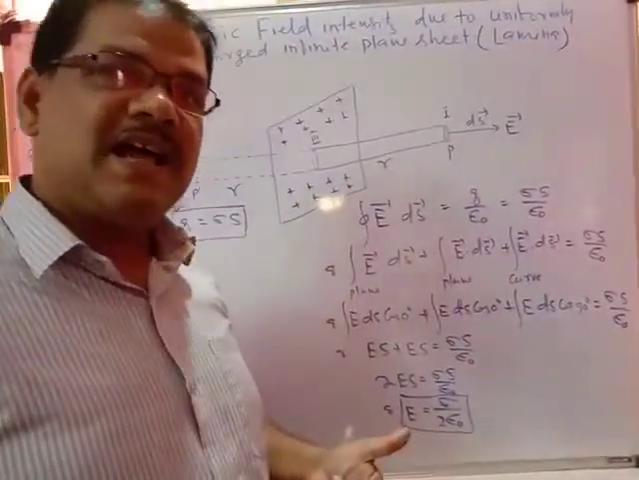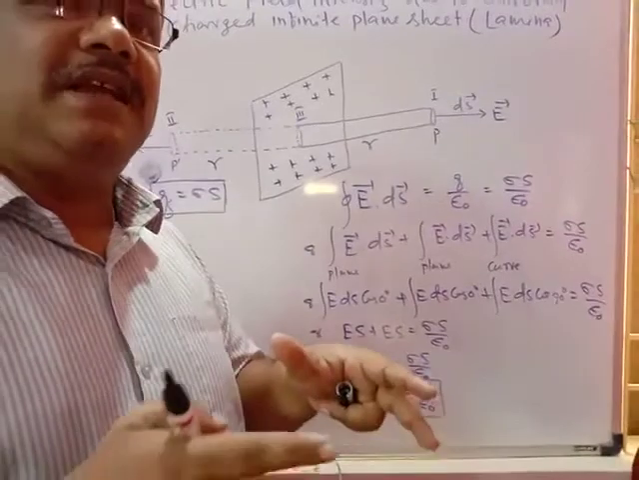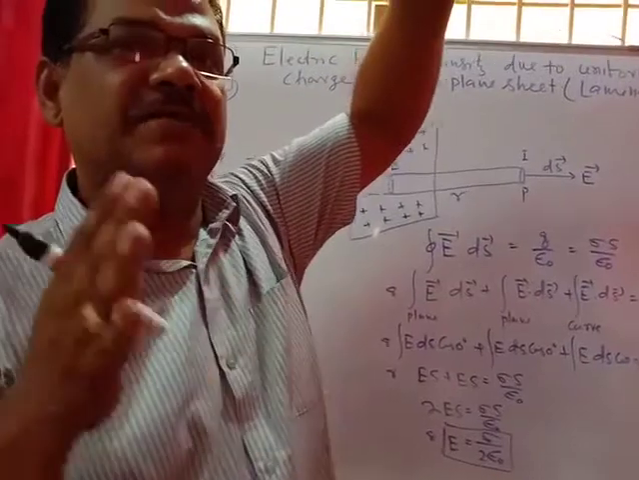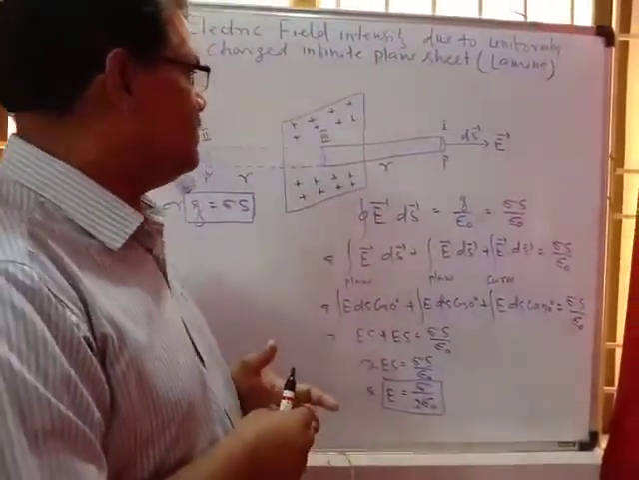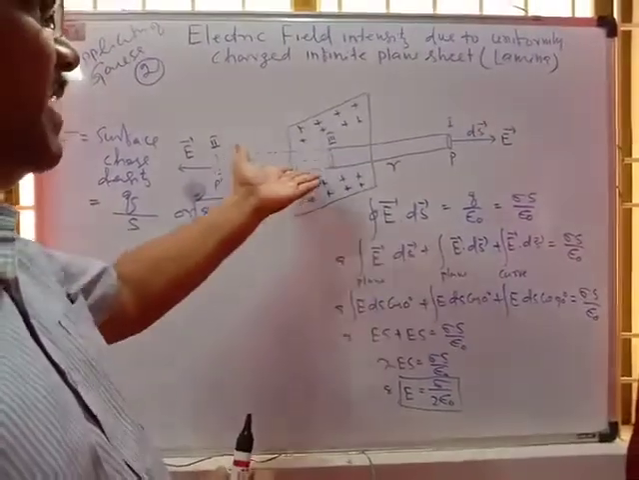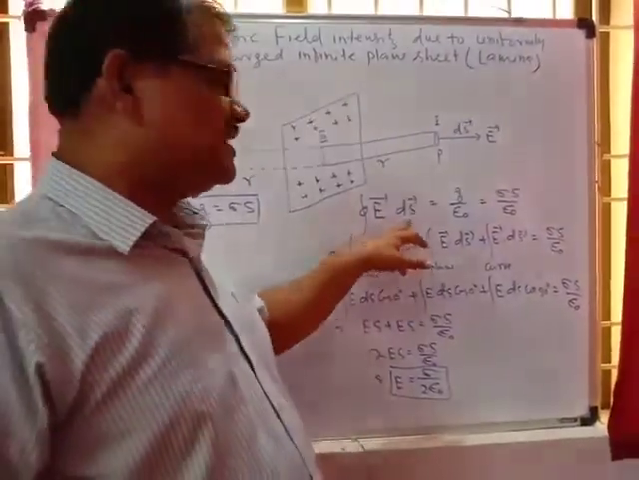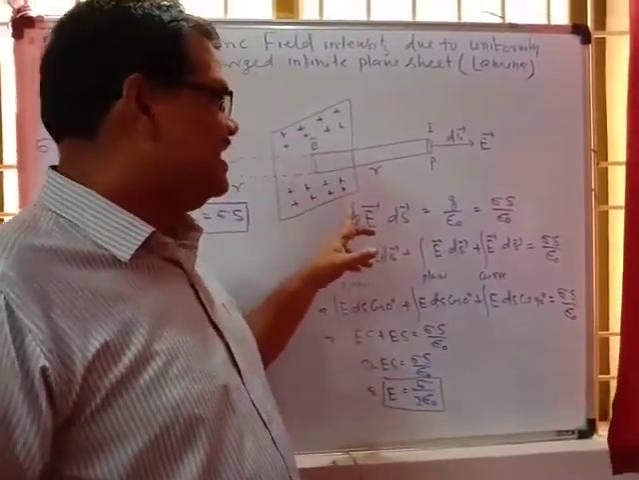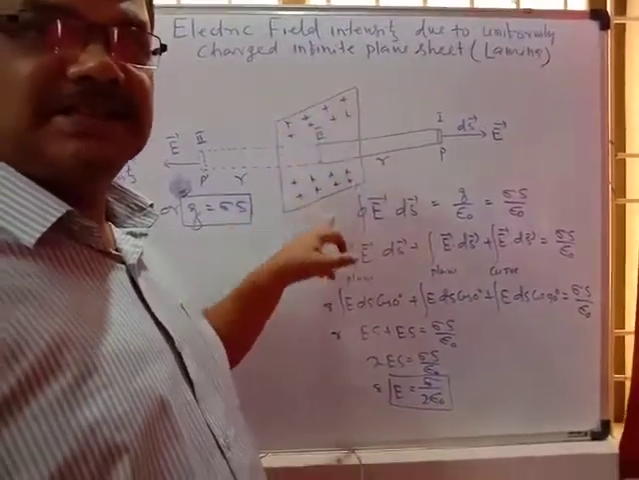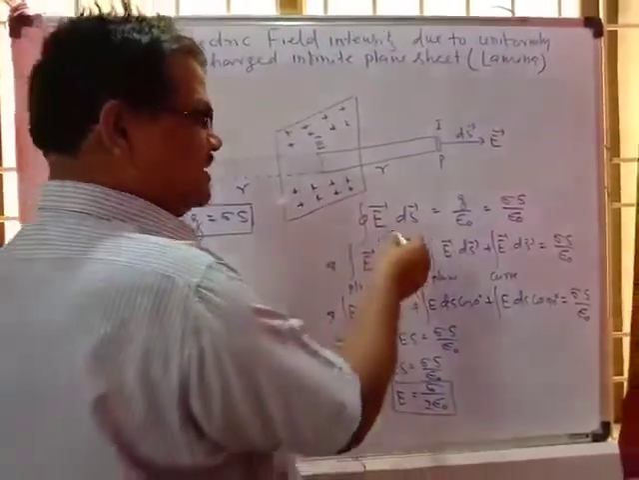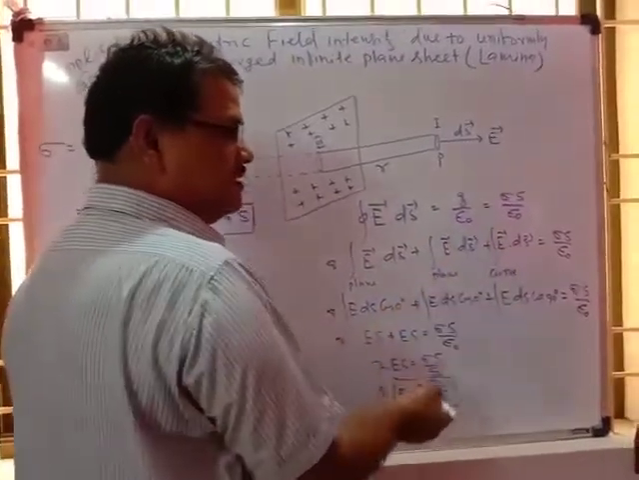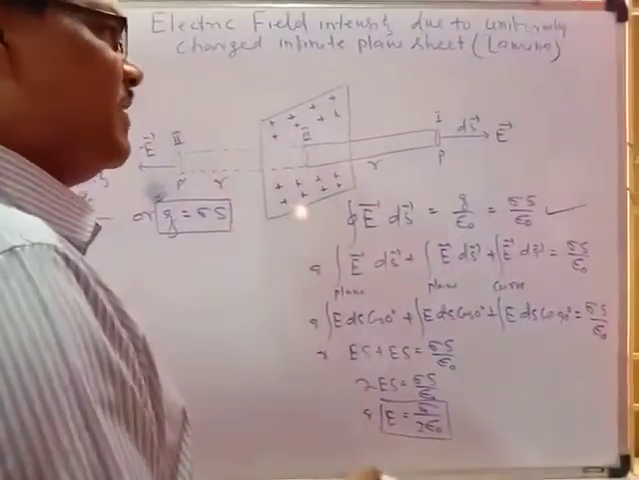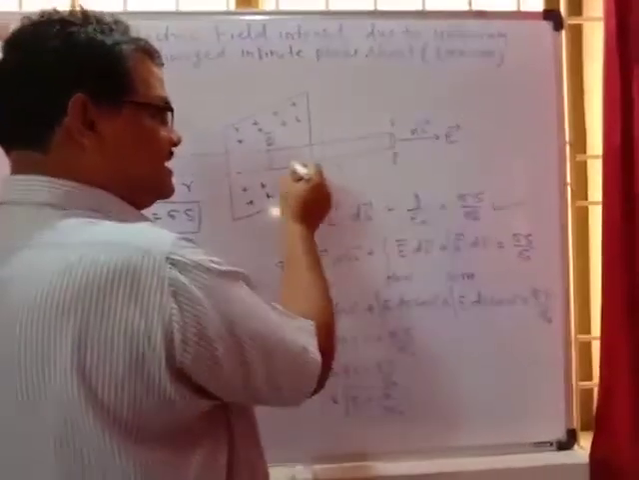Then how much flux is linked to that Gaussian cylinder? If you integrate, the Gaussian cylinder is gradually increased and the lamina is kept inside it. If you apply Gauss law, the closed integral of E vector dot ds vector, with the Gaussian cylinder enclosing the charged lamina, equals the total charge enclosed divided by epsilon naught, that is sigma S upon epsilon naught. Clear? Our target is to find the electric field intensity at point P, which is at a distance r from the lamina.